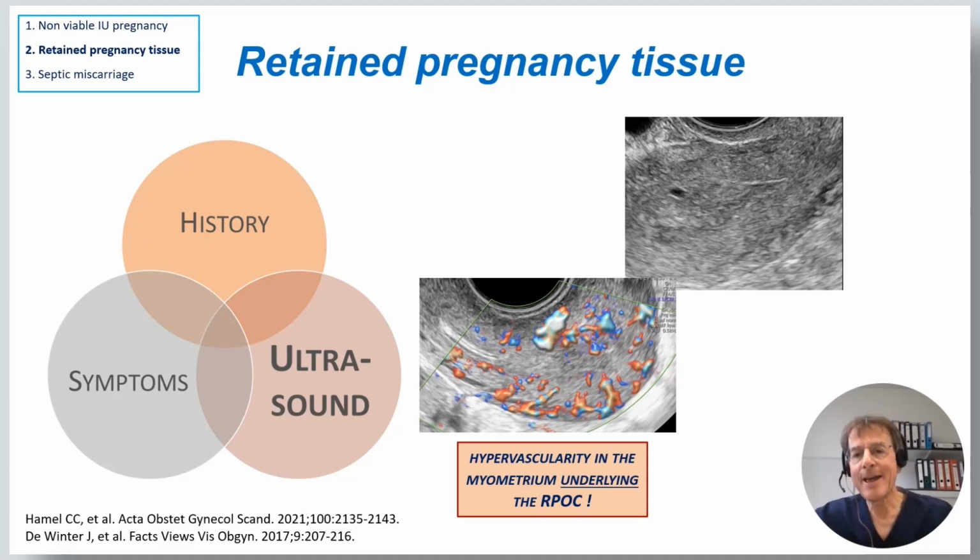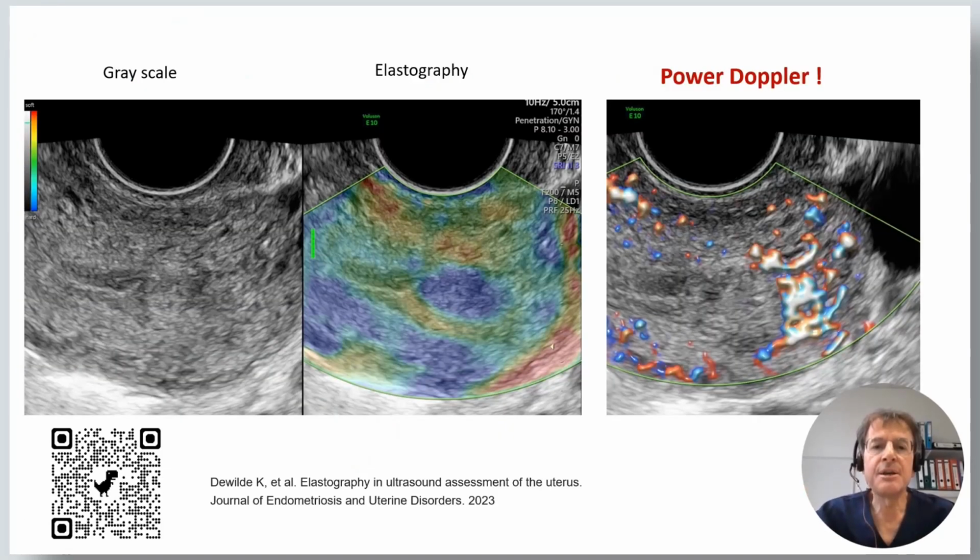Most of the vessels you see are in the myometrium and are entering the retained products, but most are in the myometrium underlying the retained products. To illustrate that, here you have a grayscale. You can imagine there are retained products here. And at elastography, you don't have to do it as a routine, but we do it, you see there's a blue spot here, and that's the region of the retained tissue, and the vessels that you see here are in fact myometrial vessels. So it's an enhanced myometrial vascularity underlying the retained pregnancy tissue.